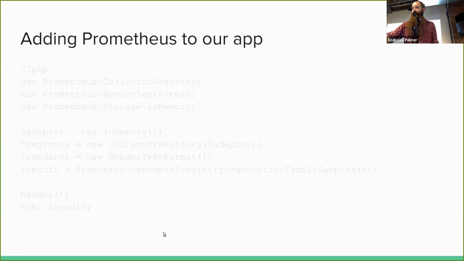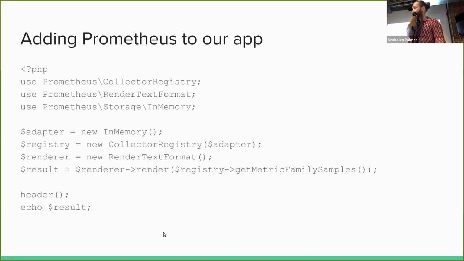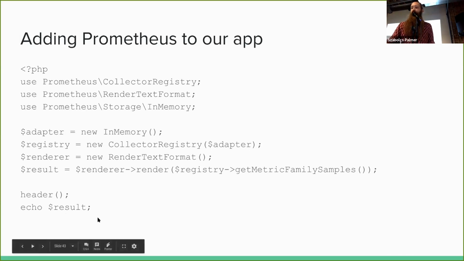So for Prometheus, then, we would say we want to bring in some of the Prometheus classes. We create an adapter, and in this case, as we're running FPM, we can get away with just using in-memory. We set up a registry with that adapter. We then specify that we're looking to just render text, and we can then call the Prometheus lib to generate a dump of these metrics. If we add a route to this script, we set our headers for the content type and the rest, and just echo the result.